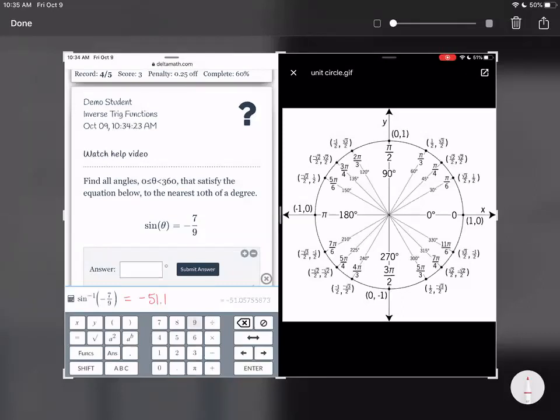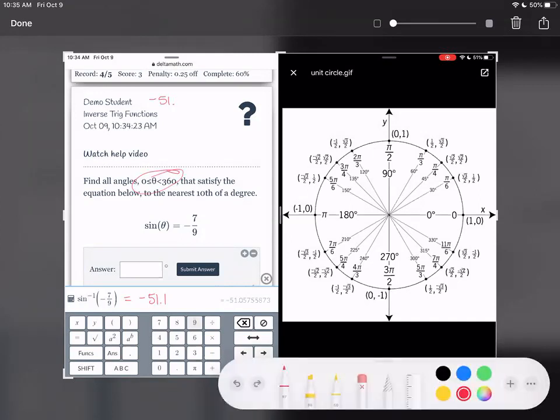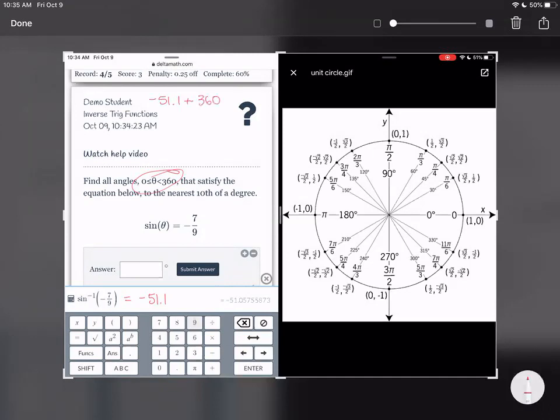Okay, so once again, this is a negative number, but you want an answer between 0 and 360. So what do we do? We add 360 to it. Negative 51.1 plus 360. I'm just going to do this in a calculator: 360 minus 51.1 is 308.9. So here's one of our answers, 308.9.